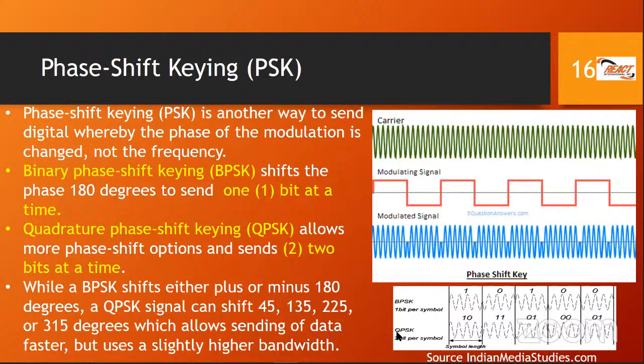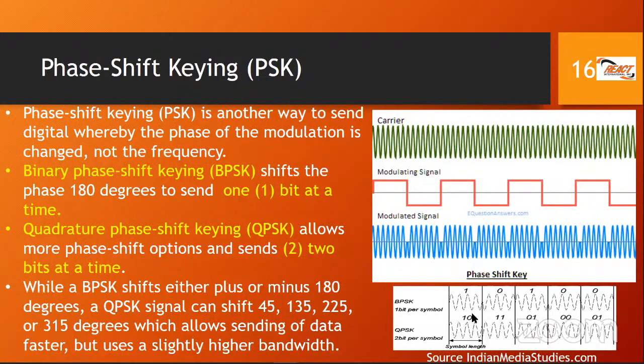So in a way, you could say QPSK is more efficient or effective in that way, because it's using the same approximate amount of bandwidth, but you're getting more information being sent with QPSK compared to BPSK, because with BPSK we are sending one bit at a time, or one bit per symbol. But when we do QPSK, we're sending two bits, a one and a zero, a one and a one, or a zero and a one, or a zero and a zero.